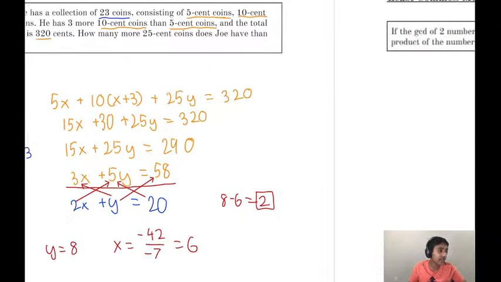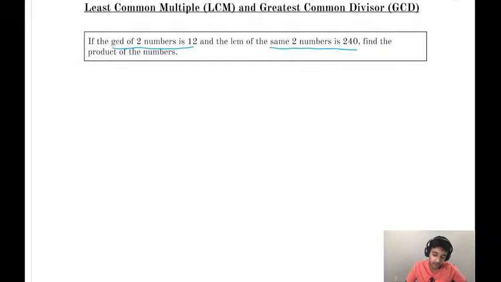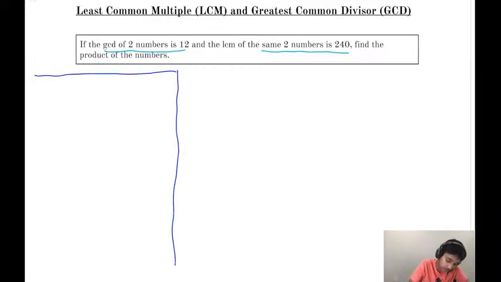Let's now take a look at the next problem. The GCD of two numbers is 12, and the LCM of the same two numbers is 240. Find the product of the two numbers. We're actually going to explore a really nice trick here for this problem. Let's say we have these two numbers. Right now I'm just talking about a trick, and it's unrelated to the problem for the moment.